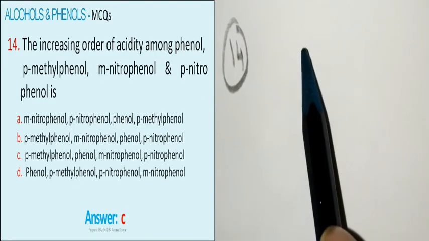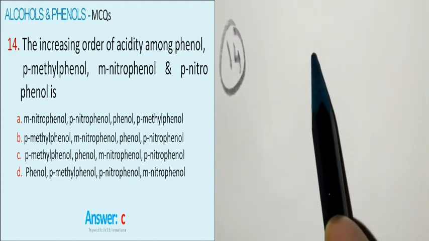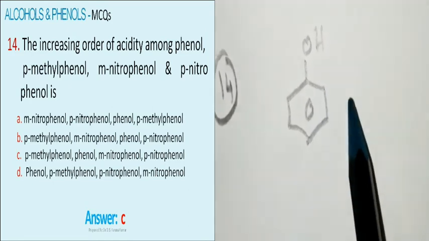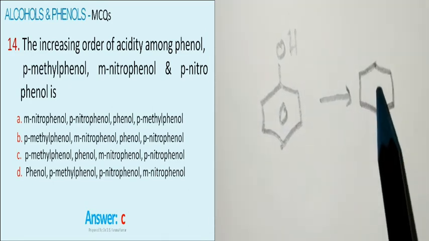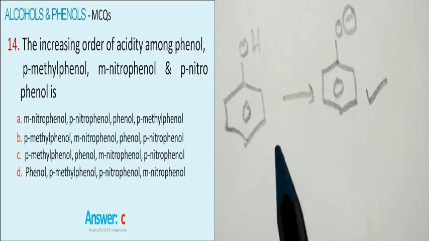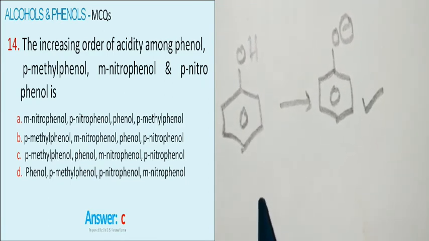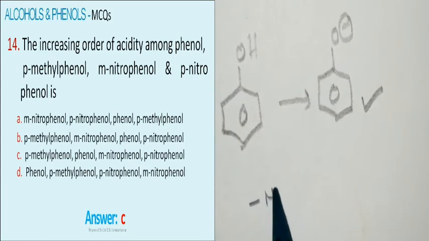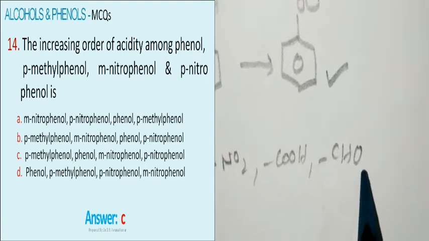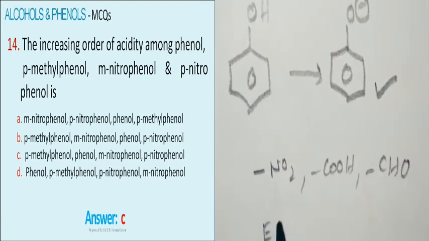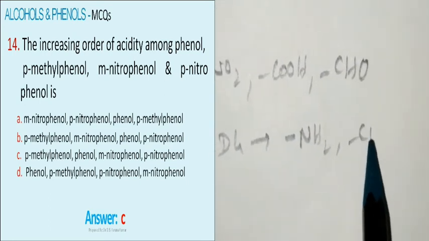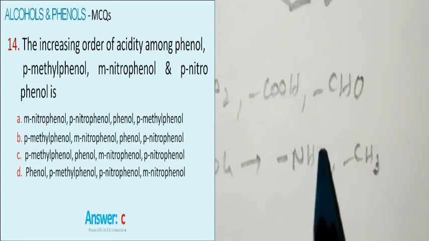Question number 14 is a question pertaining to acidity of phenols. We all know very well phenols are acidic because phenoxide obtained after losing a proton is more stable than phenol itself. Hence, phenols are weakly acidic. And the acidity of phenols increases by attaching an electron withdrawing group like NO2, COOH or CHO, etc. So, electron withdrawing groups increase the acidity of phenol. Electron donating groups like NH2, CH3, etc., decrease the acidity of phenols.